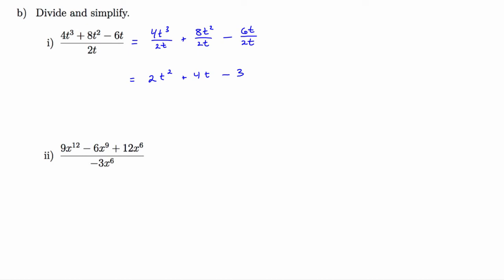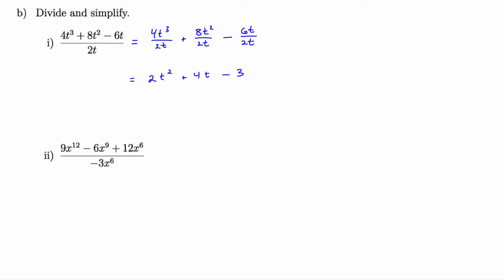We don't need to write 3 times 1, we can simply write that as 3. So the simplified result of taking 4t to the third plus 8t squared minus 6t all divided by 2t is 2t squared plus 4t minus 3.